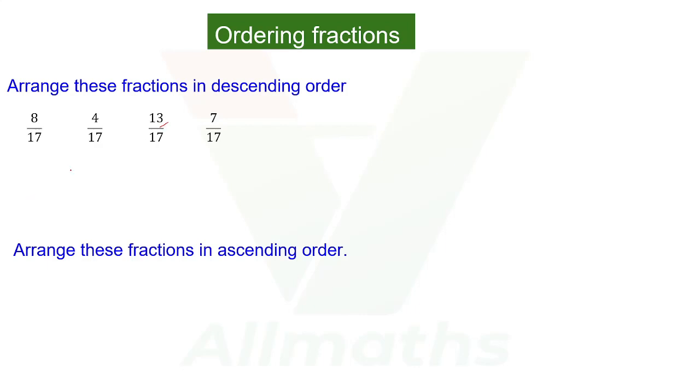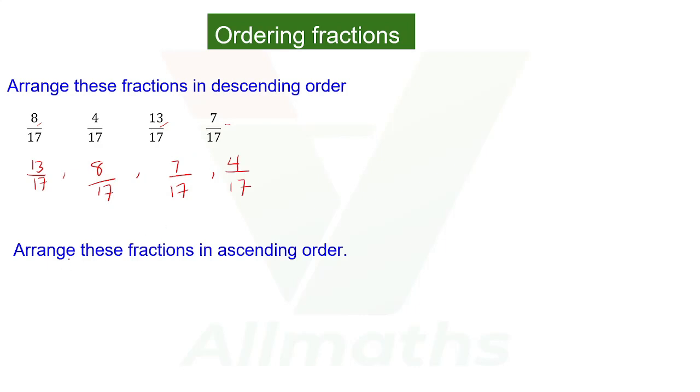So descending order, starting from the highest to the least. The highest is what? 13/17, followed by, out of 8/17, 4/17, 7/17, which has the highest numerator? Yes, 8/17, followed by 7/17, and the last, which is the least, 4/17.